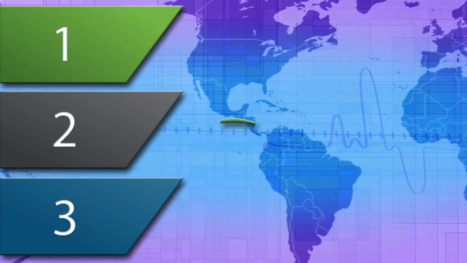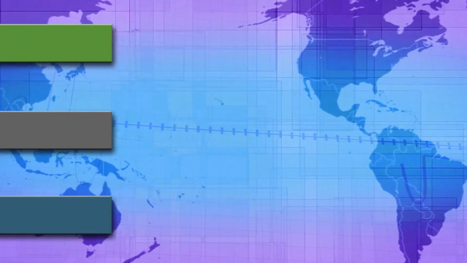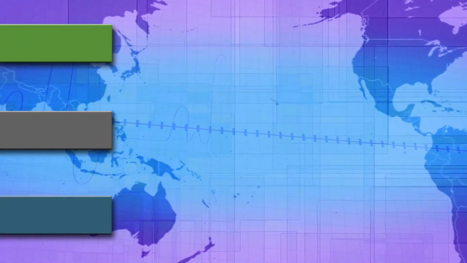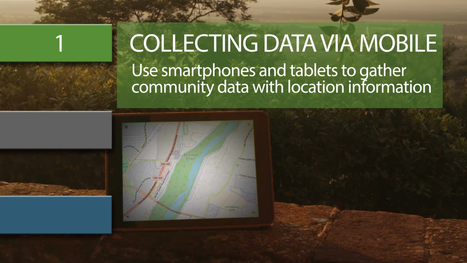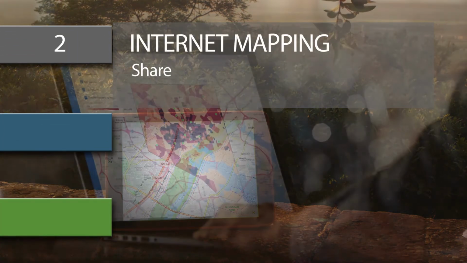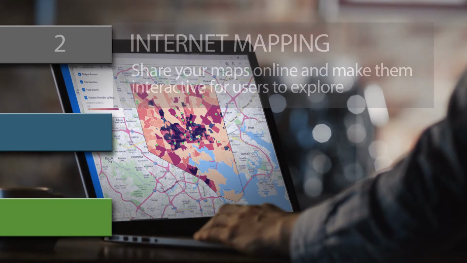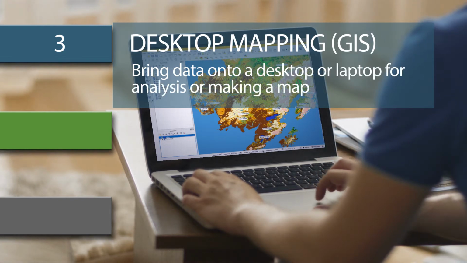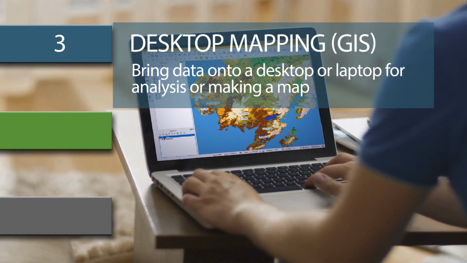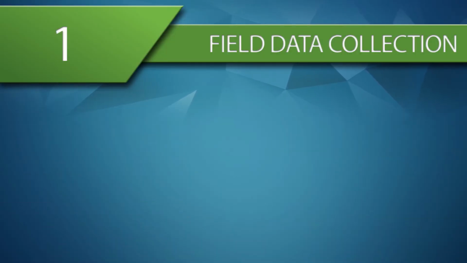Community Health Maps is essentially a workflow that uses existing low-cost and open-source tools. It involves three components: collecting community data using smartphones and tablets, using the data to create and share interactive maps on the Internet, bringing the data onto a computer for analysis, or making maps using Geographic Information System (GIS) software. We'll start with collecting community data using smartphones and tablets.